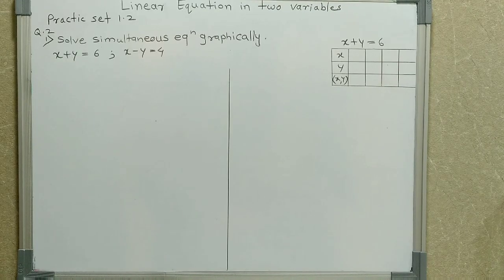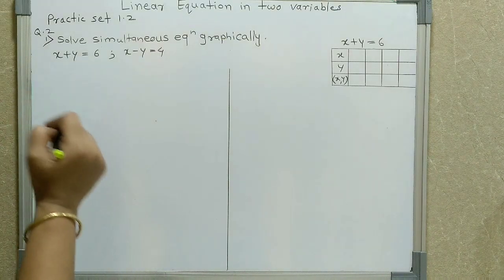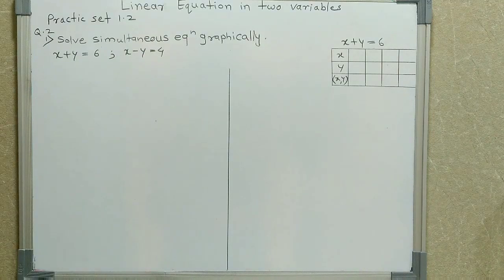Students, we start practice set 1.2. Question number 2, example number 1. Solve the simultaneous equations graphically. See the equations: x plus y equal to 6, this is the first equation; x minus y equal to 4, this is the second equation. First we find out 4 ordered pairs, that is the solutions, and then make the tables.